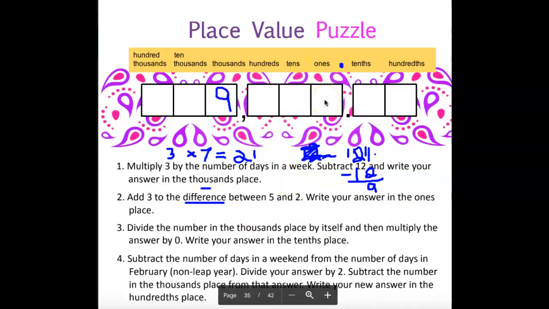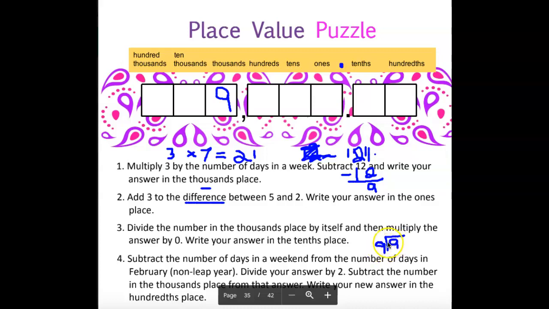Put that here. Okay, now it says divide the number in the thousands place by itself. So here's the thousands place, you've got a number in there. So you're going to divide that by itself. And then multiply the answer by 0. Write that answer in the tenths place up here. So you have to decide 9 divided by 9 is what? Look at your sheet if you need to.